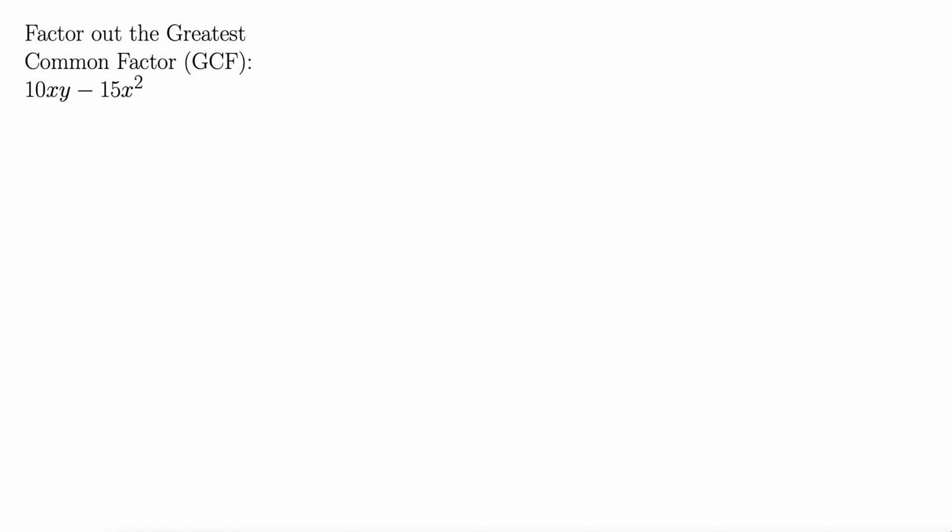Here we want to factor out the greatest common factor from 10xy minus 15x squared. Remember, the greatest common factor is the largest factor that evenly divides both of the terms. So let's first get the GCF.